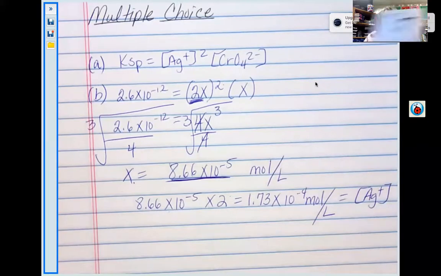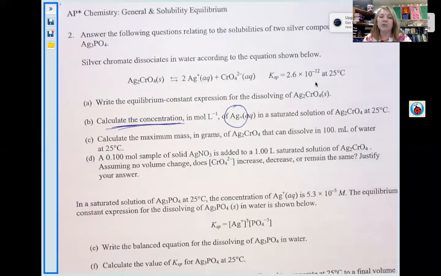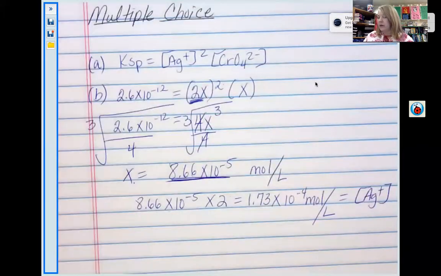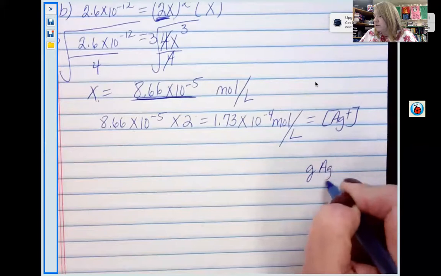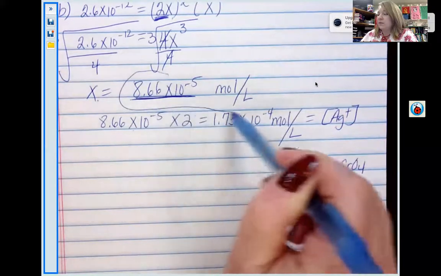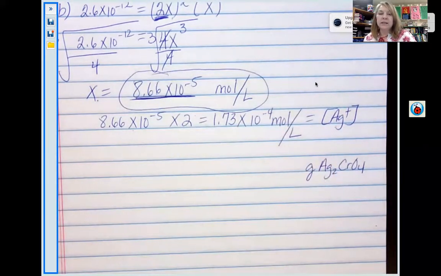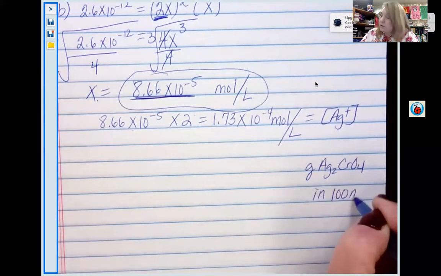All right, now, next question. In C, calculate the maximum mass in grams of silver chromate that can dissolve in 100 milliliters of water at 25 degrees Celsius. So here's what we're going to end up with. We want to end up with grams of silver chromate. Let's think about what we have. We have this piece of information that we are going to use to start with. That's the solubility of silver chromate. It's just in moles per liter. We want the grams of silver chromate in 100 milliliters of water.